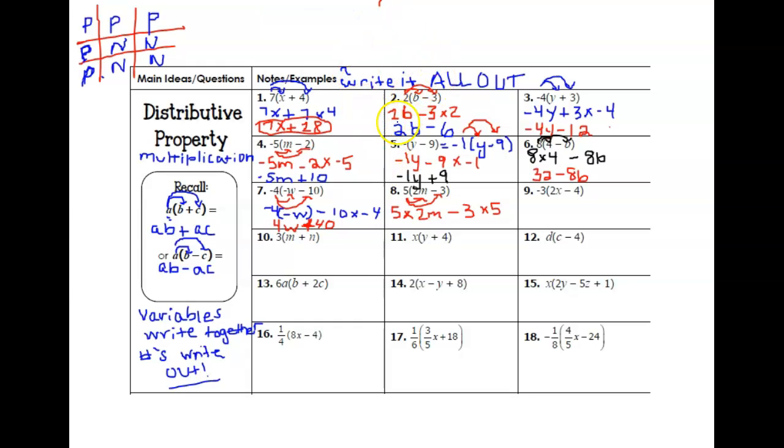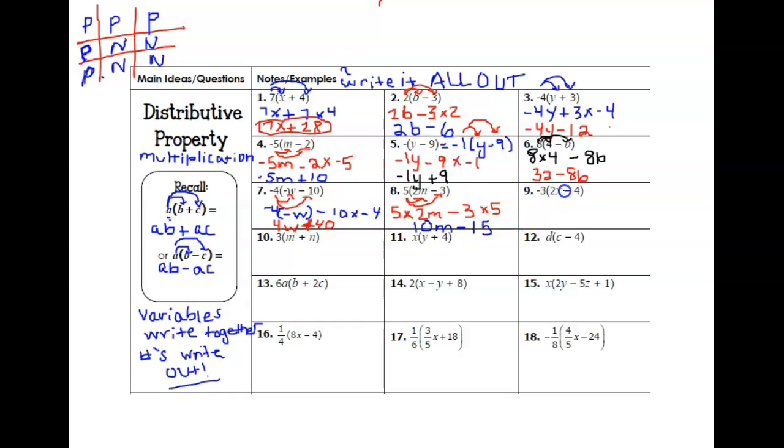Okay, now I'm going to go ahead and simplify it. 5 times 2m, well, that's going to be a 10m minus a negative, and this is negative, negative 3 times 5. Well, a negative times a positive gives me a negative. So I know this is going to be a negative 15. All right, let's go to the next one.